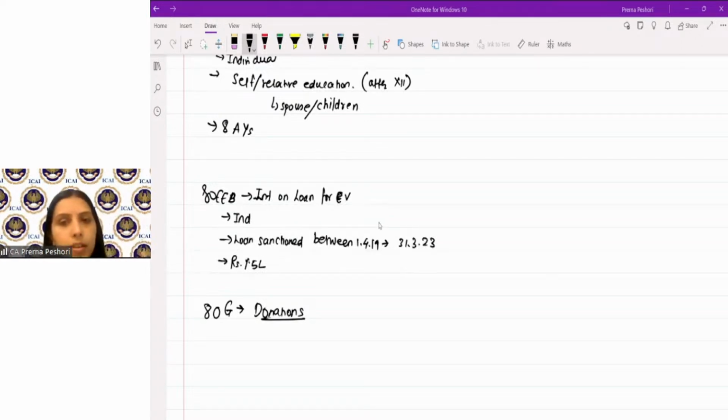Are we clear? So what you have to do is first compute the total income after allowing all the deductions except under 80G, right? And you will not include the short-term capital gain under 111A because Chapter 6A deductions are not allowed against it.